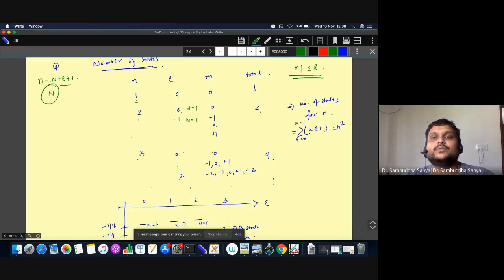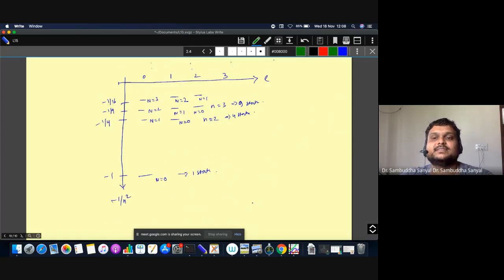So you can just count how many states there are for a given n. That is just the sum of 2L plus 1 over all the possible values L can take, and that is equal to n square. So n equal to 2 will have 4 states, and n equal to 3 will have 9 states.